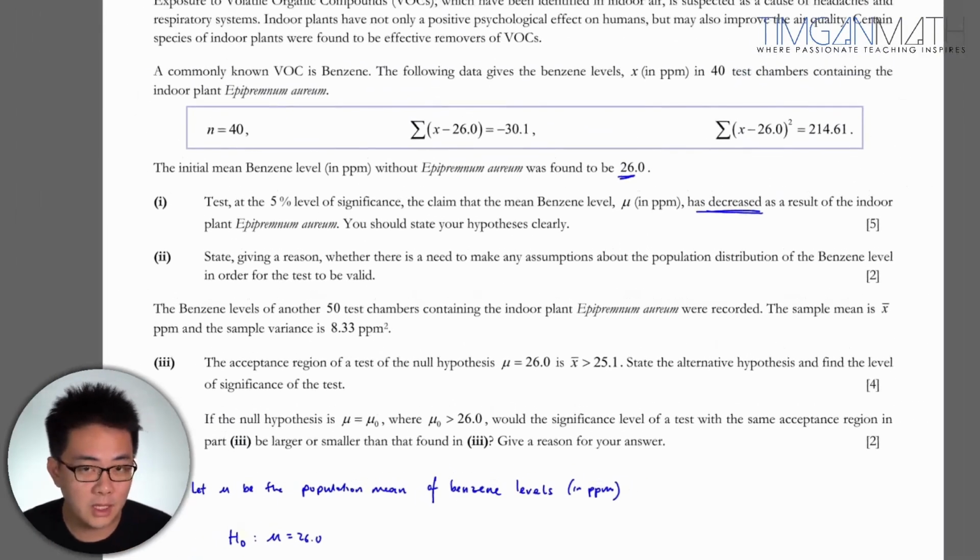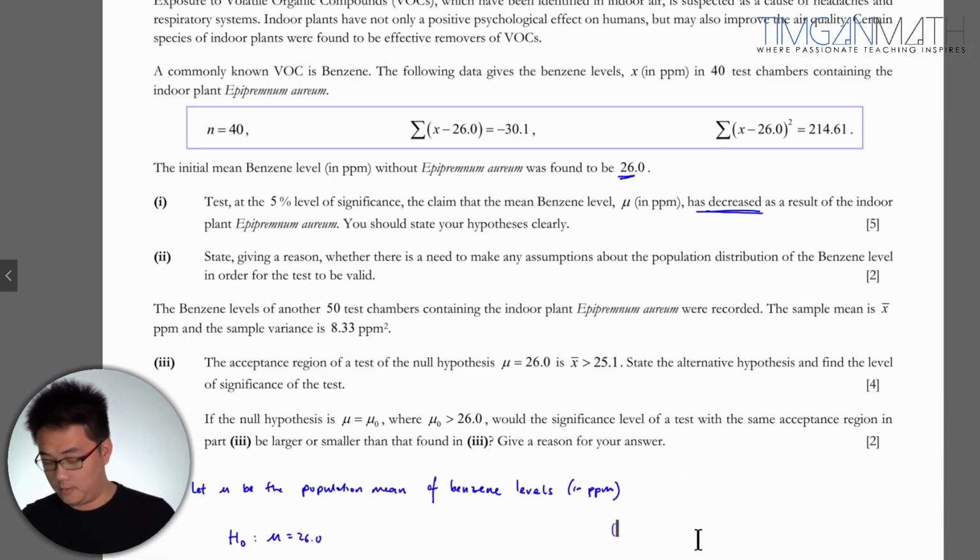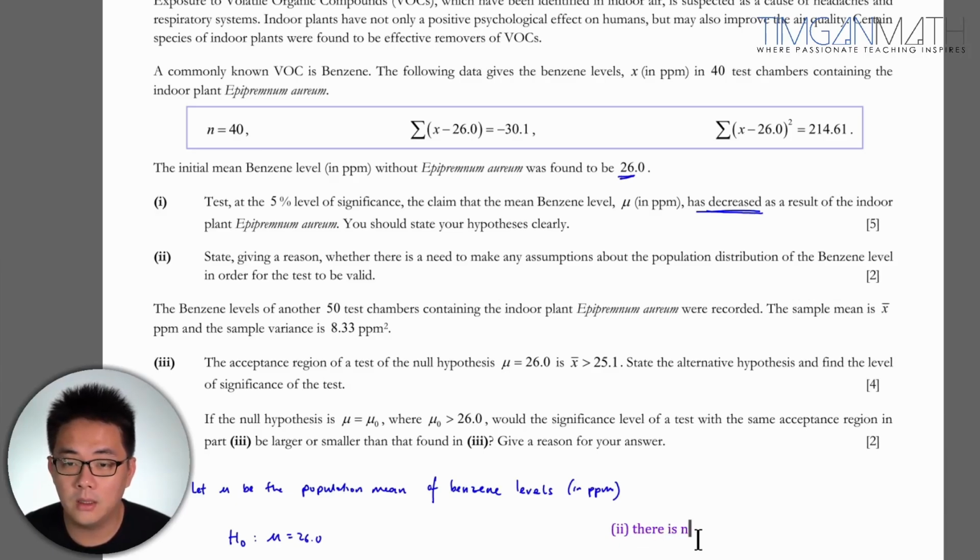Because the sample size is large, by the central limit theorem, the mean benzene level will follow a normal distribution. So there's no need for any kind of assumption. Let me type it out for part 2. Part 2: there is no need to make any assumptions, as the sample size is 40, which is large.